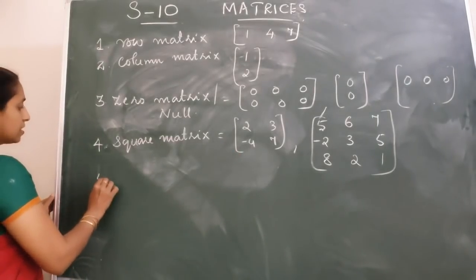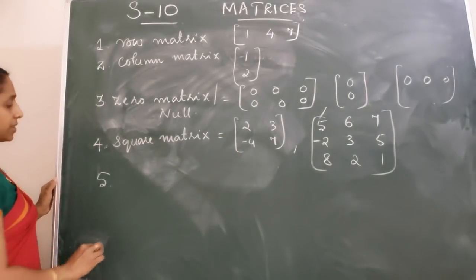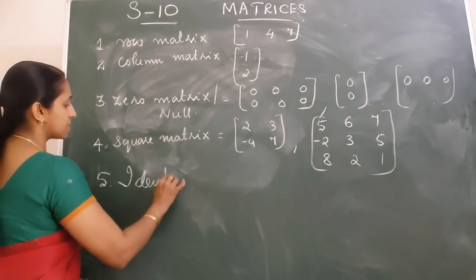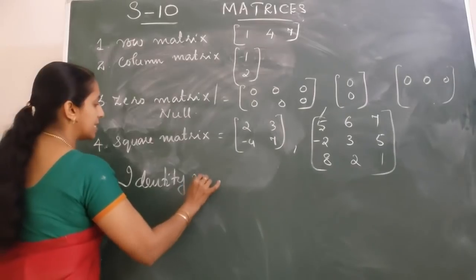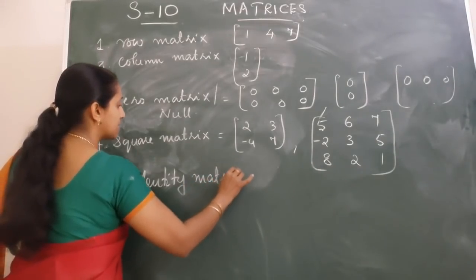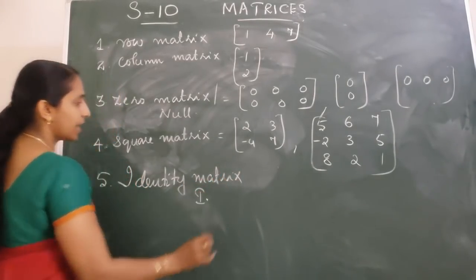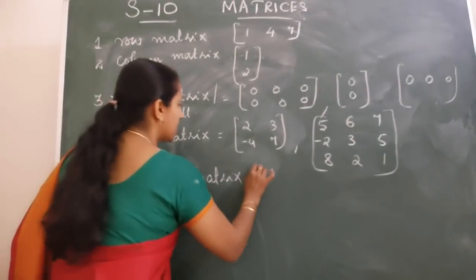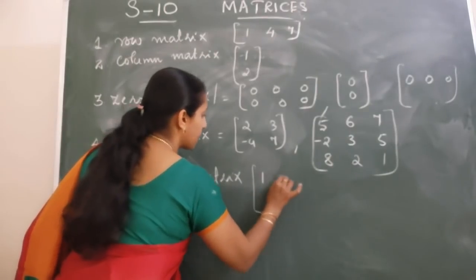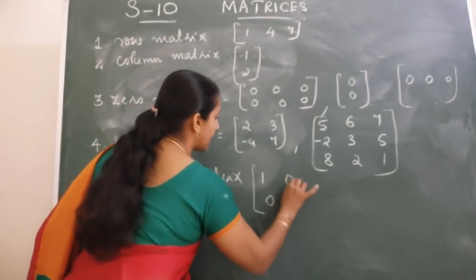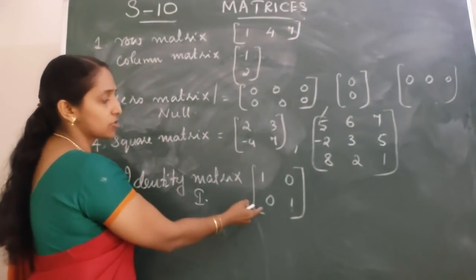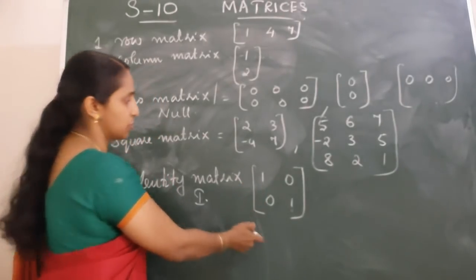And the fifth type of matrix is known as the identity matrix. The identity matrix is denoted by the symbol I. That means along the diagonal you have 1, 0, 0, 1. Diagonal-wise you can see 1. This is an identity matrix of order 2 by 2.